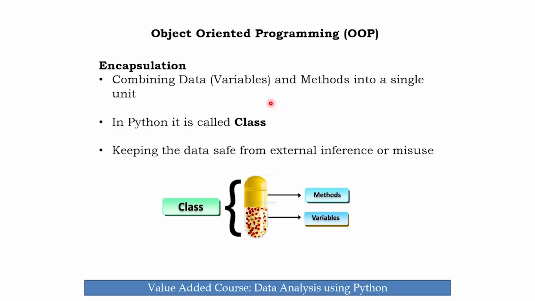So we go for the first concept, encapsulation. Encapsulation is nothing but consider it as a capsule that contains two things. One is data and another one is method. When we combine these two things into one container, it is called encapsulation. In Python or in some other high-level languages, we term it as class. The idea behind encapsulation is we can keep the data safe from external interference or misuse.